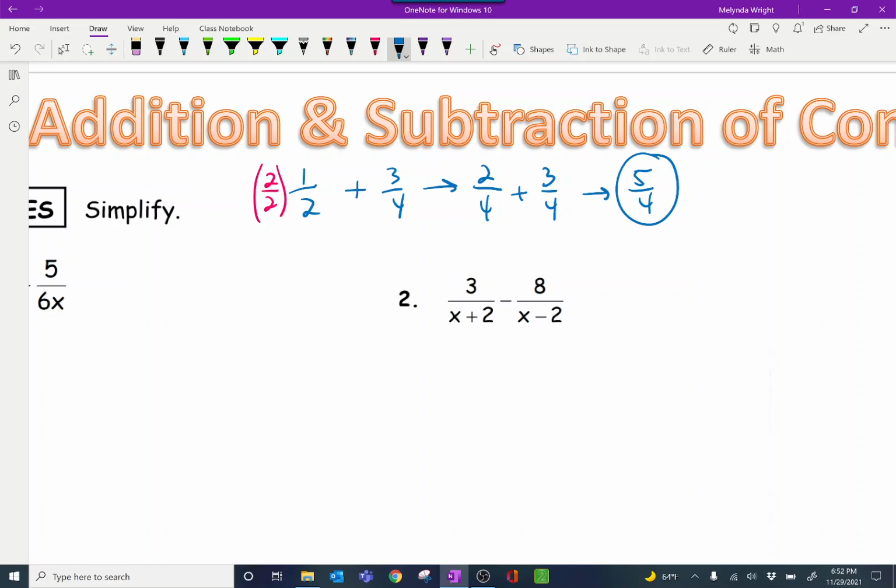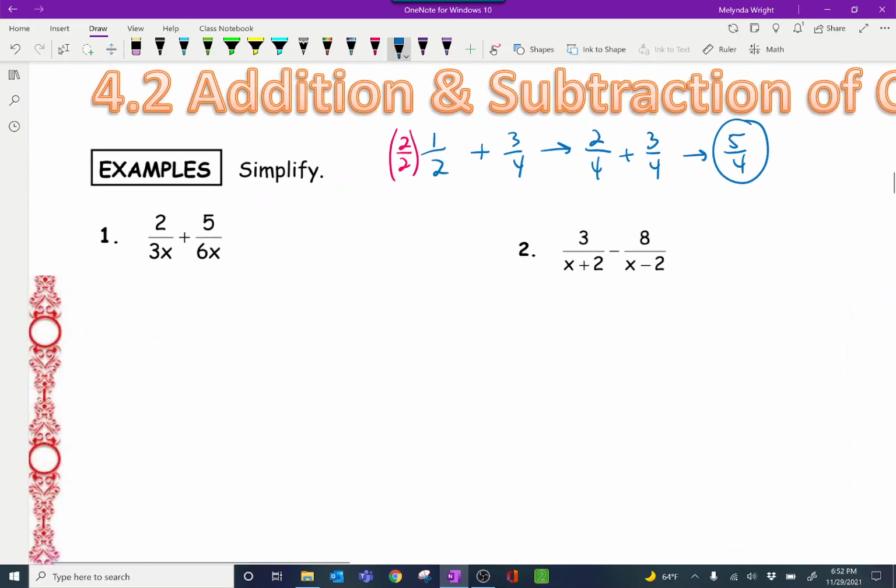We're going to be doing that in a bit of a more complex nature because we have x's and such. But that's really the concept. We're just going to find a common denominator and we're going to add them together or subtract, depending on.